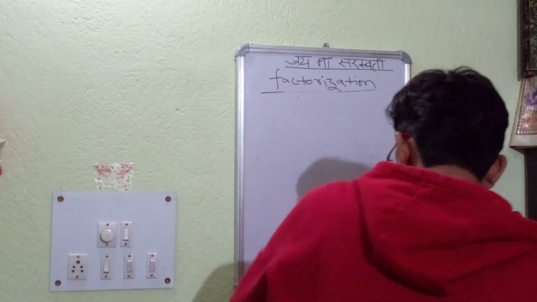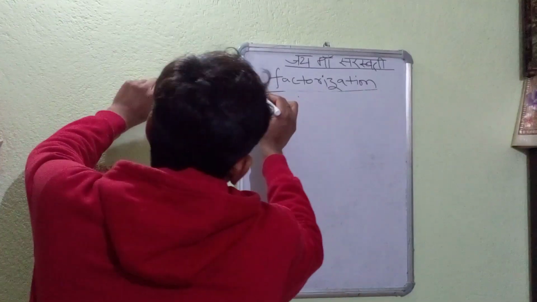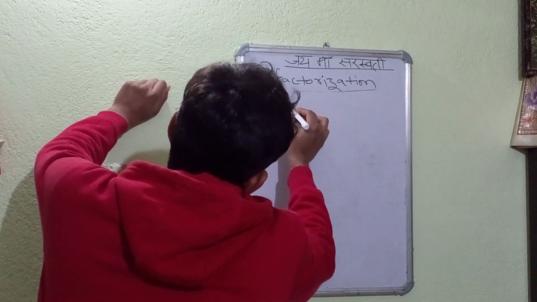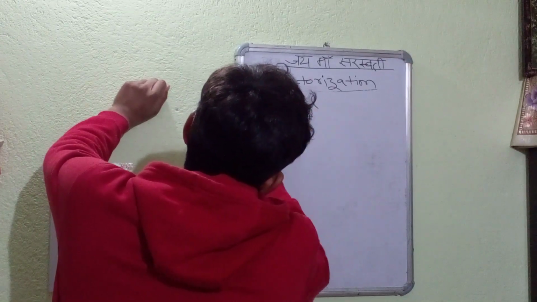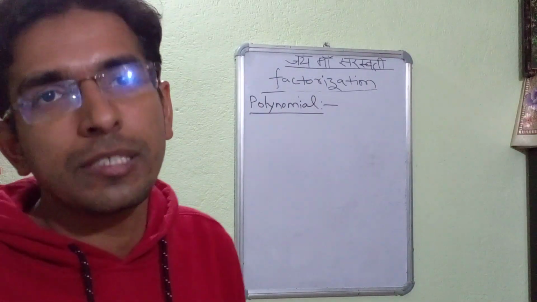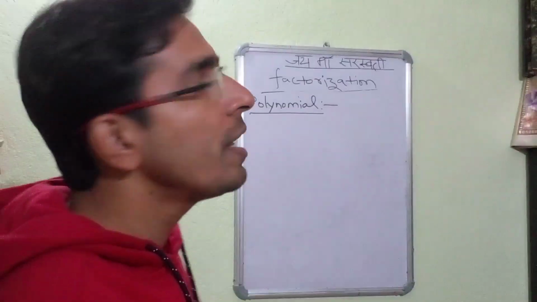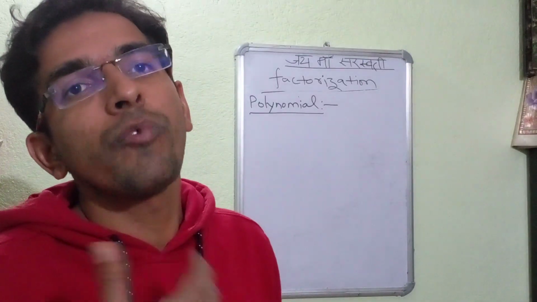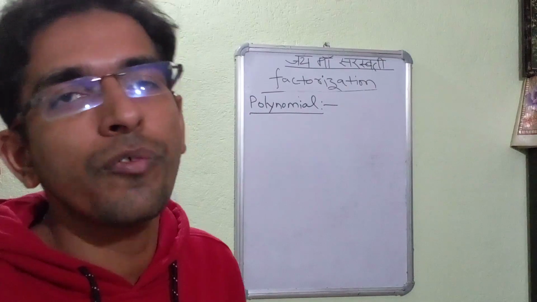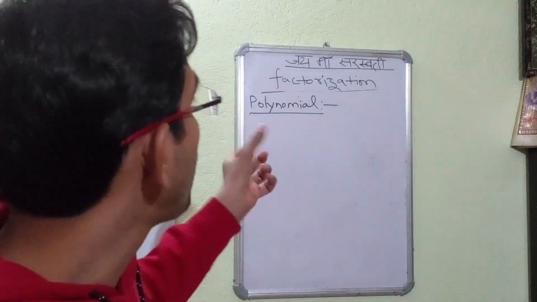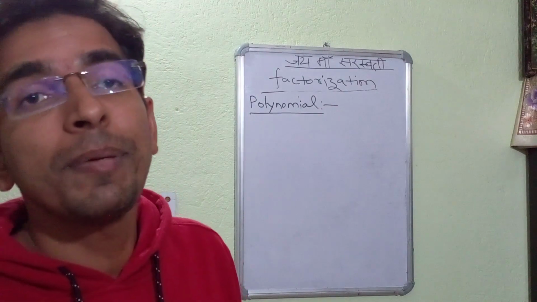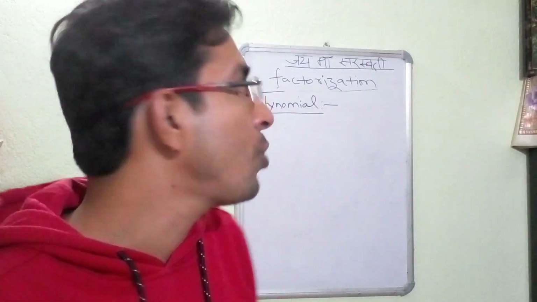Now we will be extending this concept to polynomials. First of all, we will take a short description of polynomial. As the name suggests, polynomial means having more than one term. No matter whether it is a constant or variable, but having more than one term, it is a polynomial. And we will be taking some examples of the polynomial.